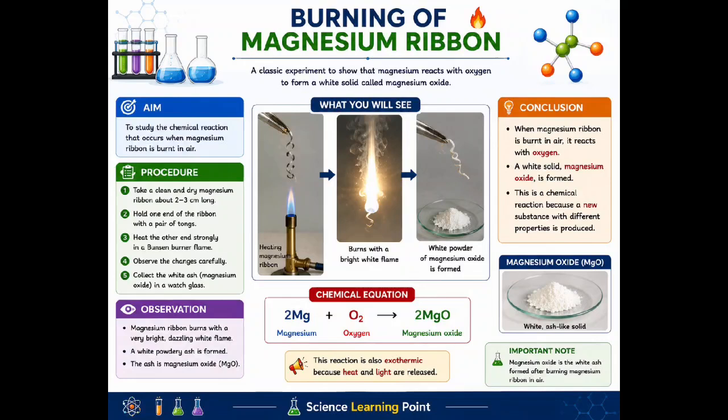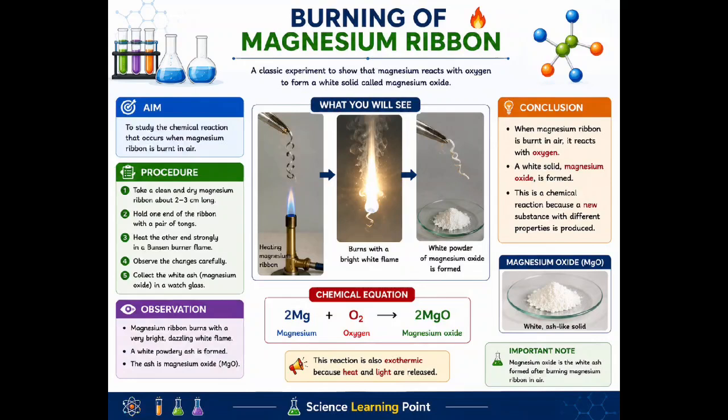After cleaning, hold the ribbon with tongs. Bring it near the flame of a Bunsen burner. Immediately, it starts burning with a bright, dazzling white flame. After burning completely, a white powder is left behind. This white powder is called magnesium oxide. The chemical equation is 2Mg plus O2 to 2MgO.